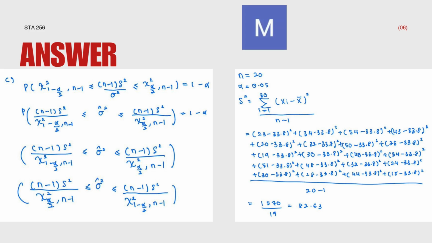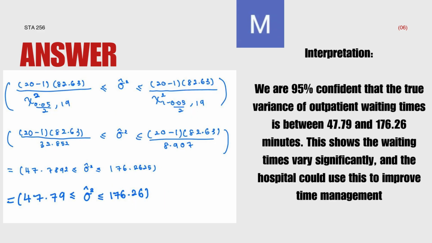So for 1C, this is our variance of population distribution. For this question, we need to find the n, alpha, and s squared. And n is 20, alpha is 0.05, and our s squared we need to find manually. So the summation of xi minus x bar squared over n minus 1. So we finally get 82.63. So after we get the values, which is n, alpha, and s squared, we can put in the values in the distribution. And finally we get 47.79 less than or equal to variance less than or equal to 176.26.